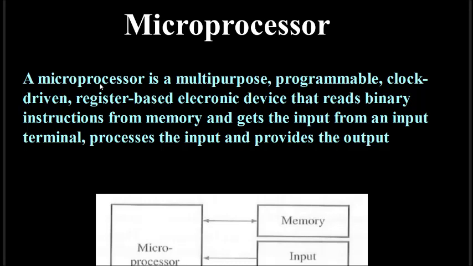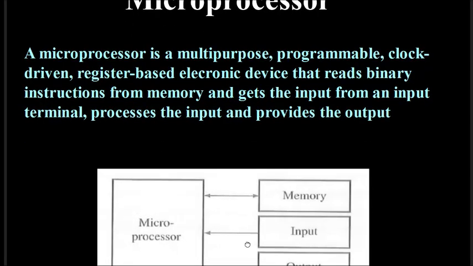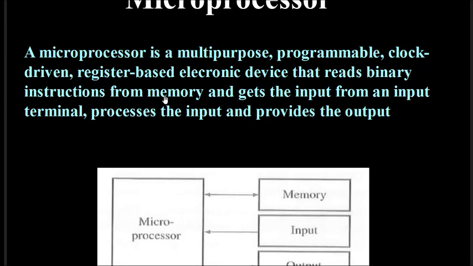Then it is a register based electronic device. Every microprocessor has a register set. Registers are the fastest available memory locations, so the more registers, the more advantageous. And of course it is an electronic device, so it reads the binary instructions from the memory.